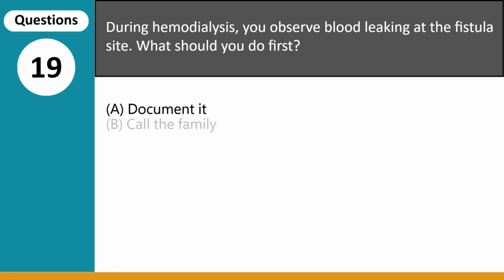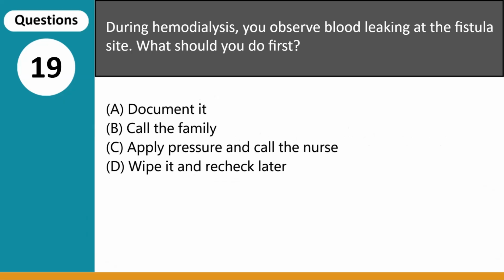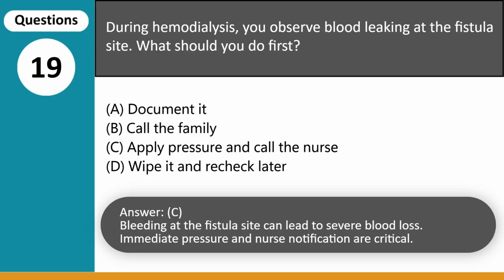During hemodialysis, you observe blood leaking at the fistula site. What should you do first? A. Document it. B. Call the family. C. Apply pressure and call the nurse. D. Wipe it and recheck later. Answer C. Bleeding at the fistula site can lead to severe blood loss. Immediate pressure and nurse notification are critical.